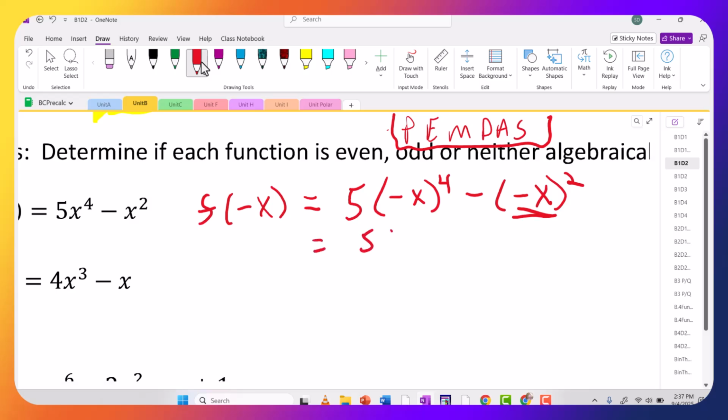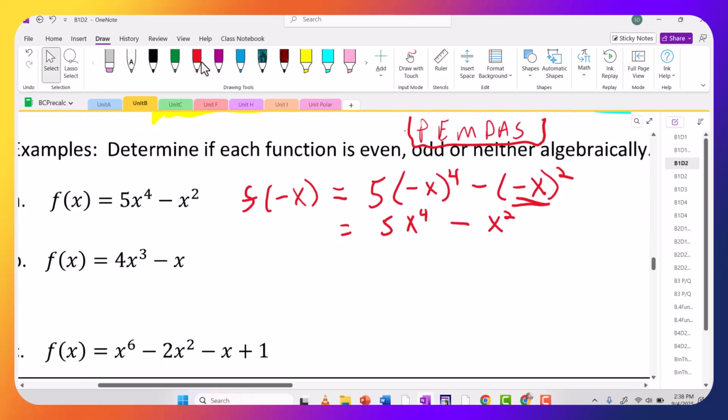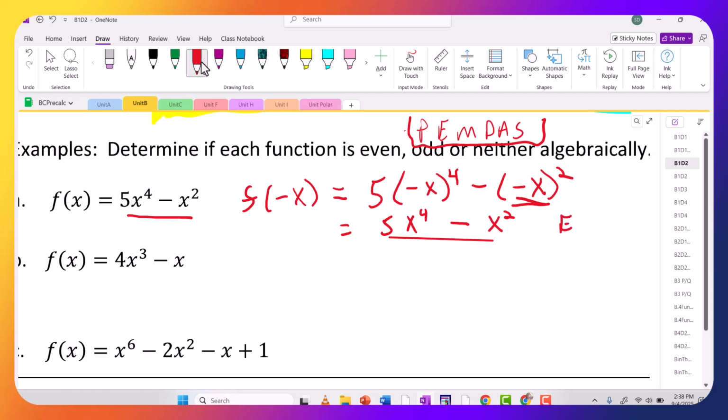So this is 5x to the fourth, and then this stays minus because I'm not supposed to cancel these, and then a negative squared is a positive. And you know what you got? The same as what you started with. So that means this is even because you ended up with the same thing you started with when you plugged in negative x for x. That is the even test for algebra. Even test for having an equation.